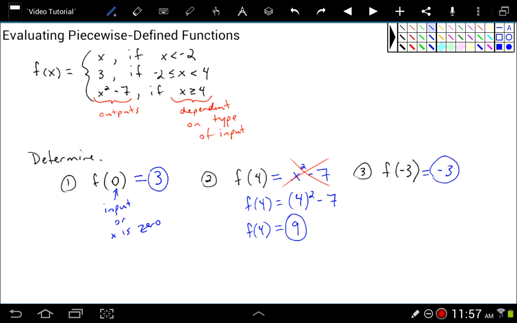So there's a simple example of evaluating a piecewise defined function. You just have to determine where your input lives and then choose the appropriate output from that. Okay, good.